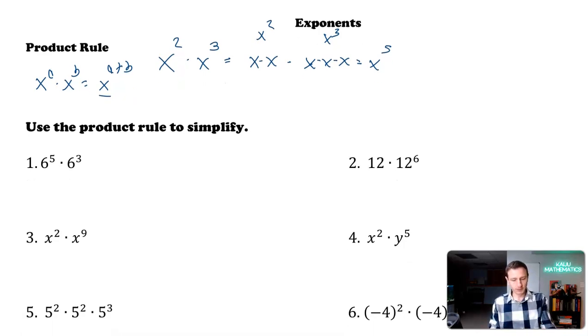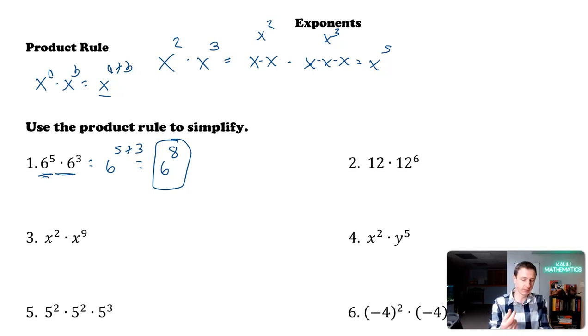Let's use the product rule. On number 1, 6 to the fifth times 6 to the third is going to be 6 to the 5 plus 3, because we are multiplying by the same base, and that's going to translate to 6 to the 8th. You could translate that into the actual value of 6 to the 8th. It's going to be a big number, but I'm just going to leave it as 6 to the 8th, because I want to talk about the process of making sure we understand how to get to 6 to the 8th. We're multiplying by the same base, so we add those exponents.